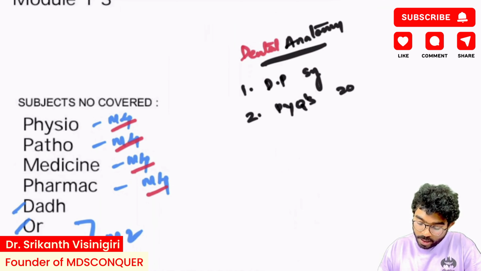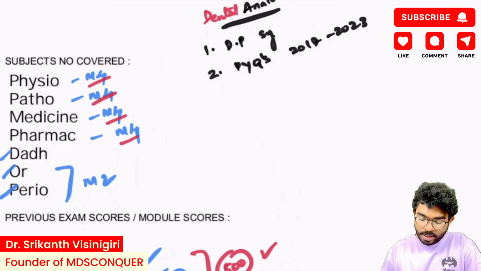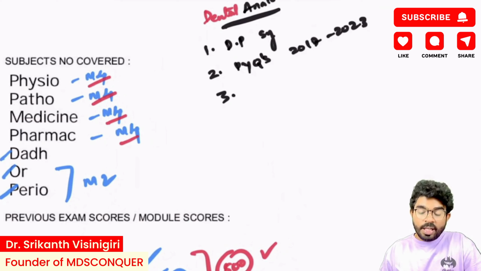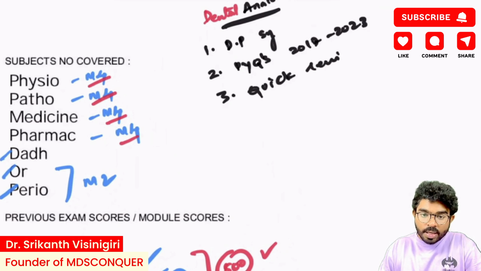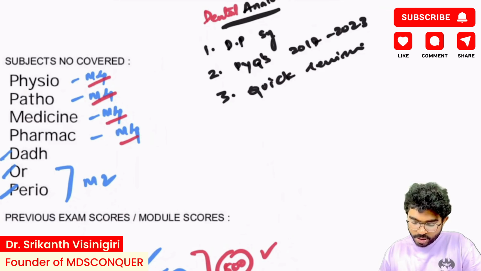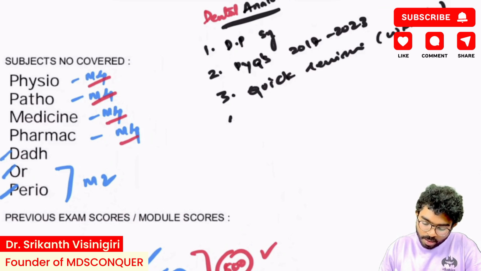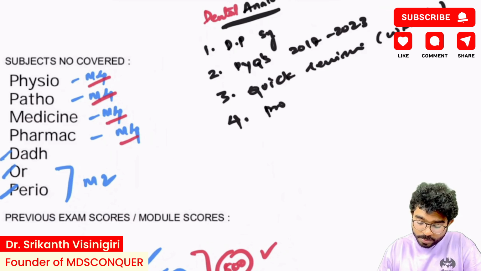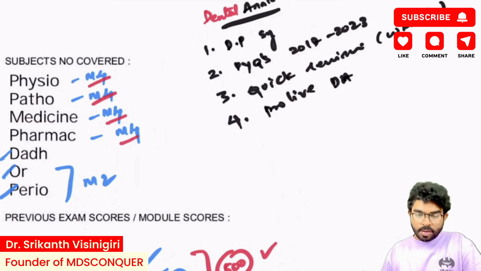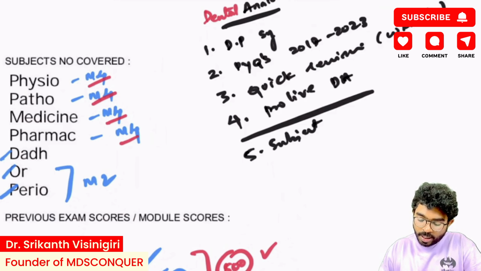I want you to check out the PYQs from 2017 to 2023, followed by I want you to finish the quick revision video that is available. Make sure you finish the quick revision video that is available on the website. And being a pro-life student, I hope you're already done with the pro-life classes of dental anatomy. If not done, please make sure you do the pro-life session of dental anatomy that is available for you. Then I want you to finish the subject specific exam of dental anatomy.